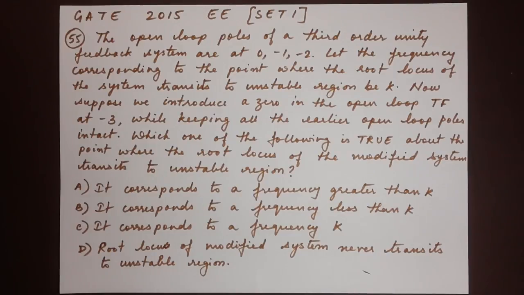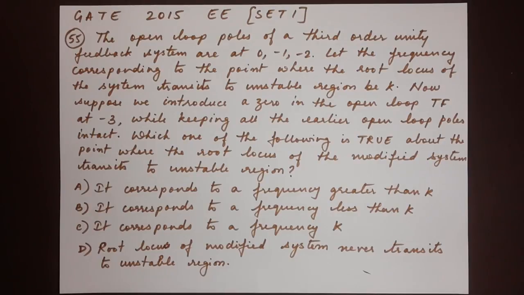A. It corresponds to a frequency greater than k. B. It corresponds to a frequency less than k. C. It corresponds to a frequency k. And D. Root locus of modified system never transits to unstable region.